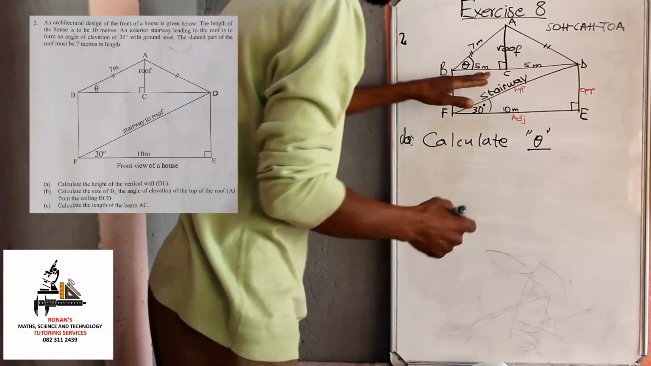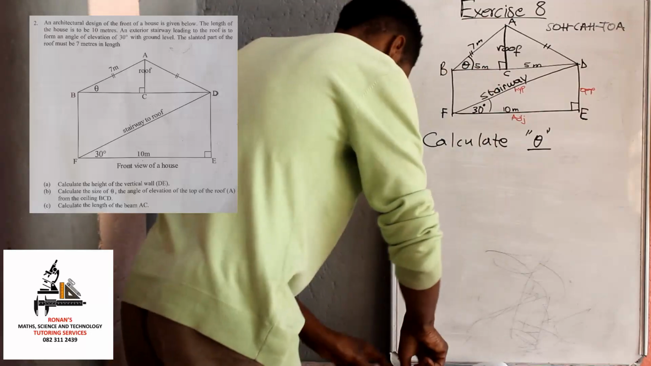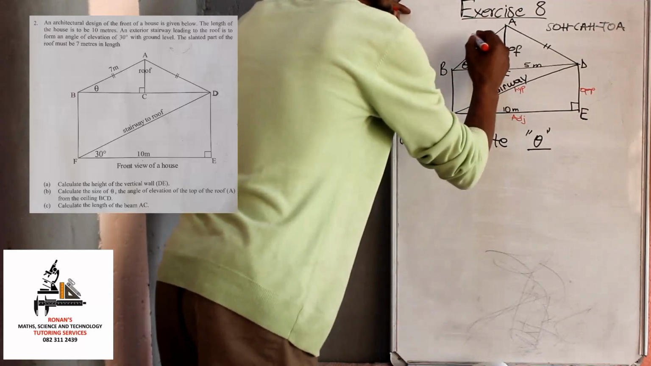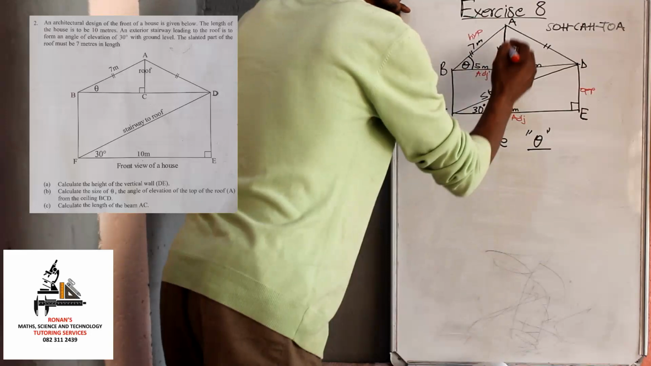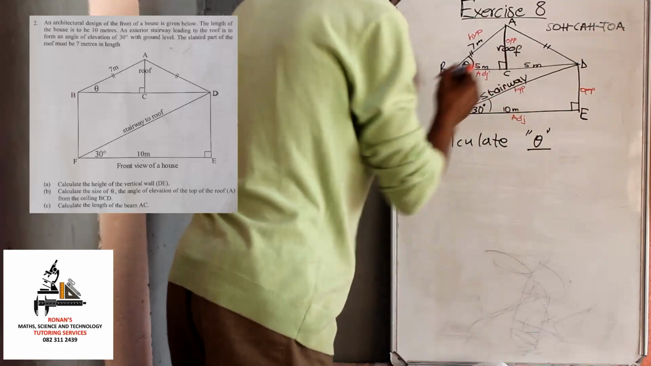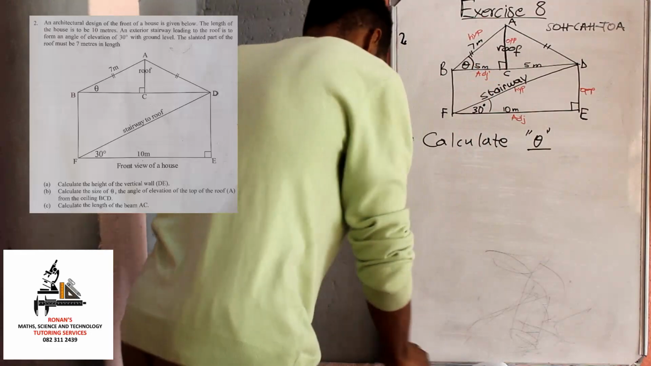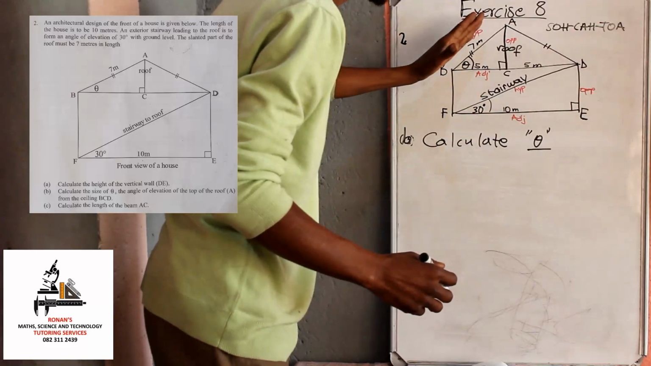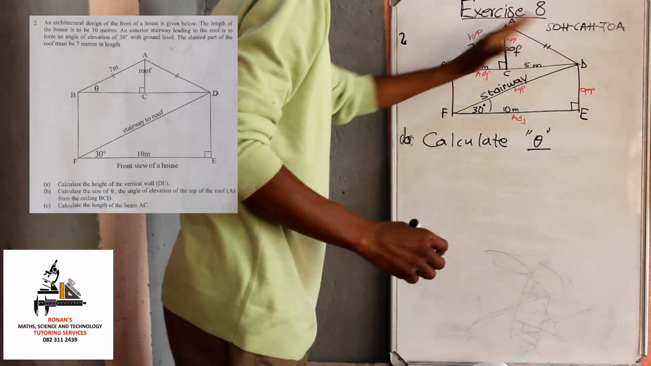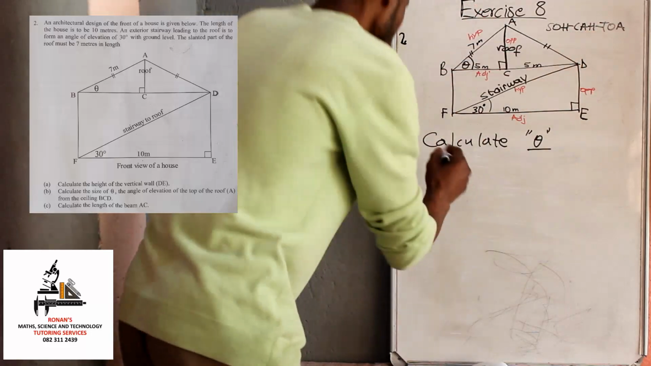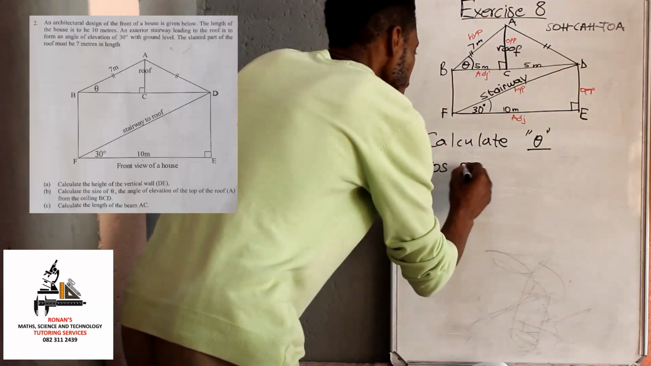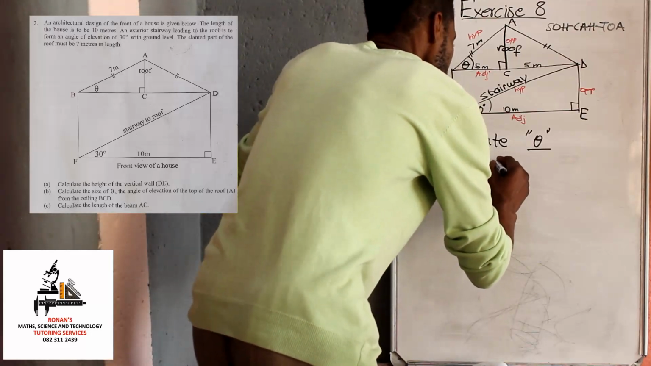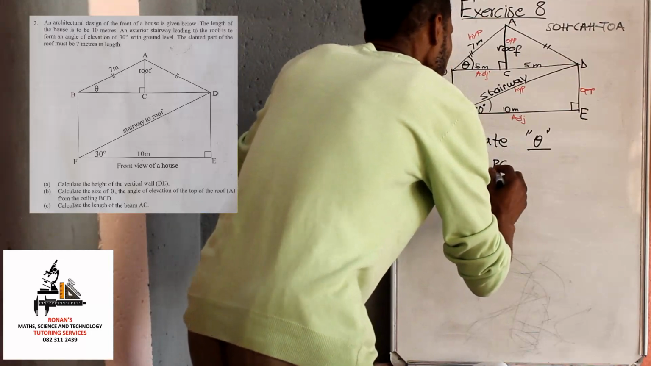Now, we've got the adjacent side to theta. We've got the hypotenuse side to theta, and we've got the opposite side to theta. So what do we do? We simply say the angle is between the adjacent and the hypotenuse. That means we're going to be using our cos function. So cos theta will be equal to what? It's adjacent over hypotenuse. That's going to be BC over AB.